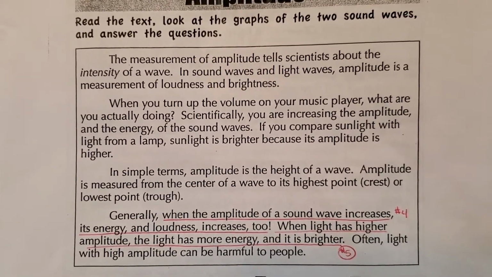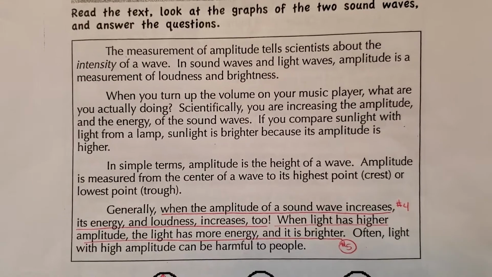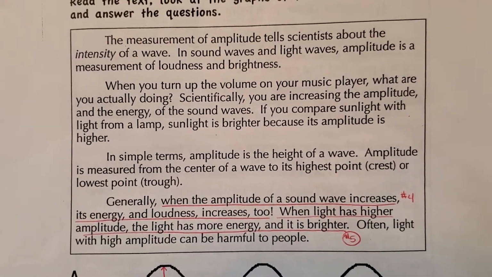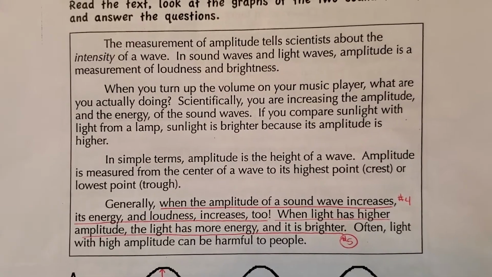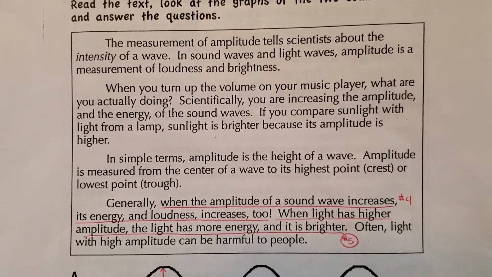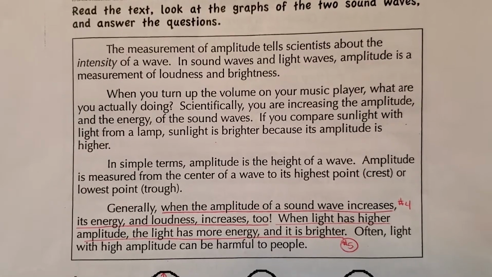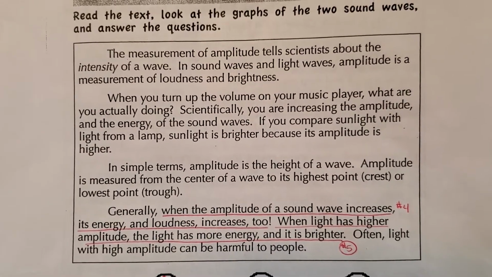If you compare sunlight with light from a lamp, sunlight is brighter because its amplitude is higher. So, higher amplitude for light waves is a brighter light. Lower amplitude is a more dim light.